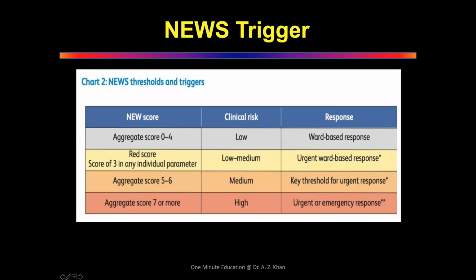So if you look at this trigger, if the NEWS is aggregate of 0 to 4, then you only need a ward-based response. You don't need to call the consultant out. If it is a higher NEWS, then you need an urgent response. And if it's more than 7, you need an emergency response. Okay, so you must know what is NEWS. There is an MCQ on NEWS.